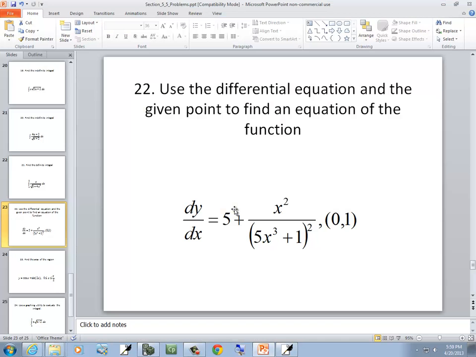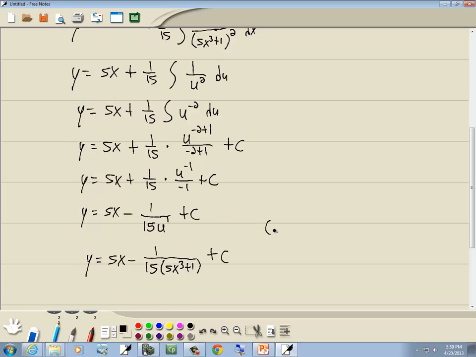Now they've given us a point. They're giving us 0, 1. What they're telling us is that when x is equal to 0, y is equal to 1. So we can use those to help us solve for c. So I'll put 1 in for y, put 0 in for x. So we've got 5 times 0 minus 1 over 15 times 5 times 0 to the third plus 1, plus c.